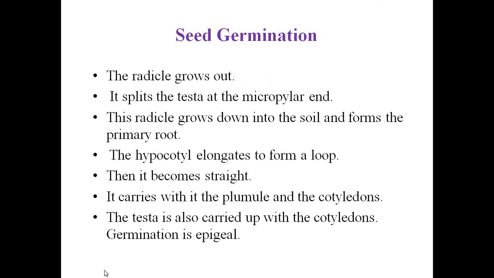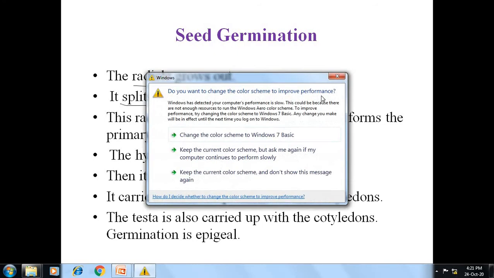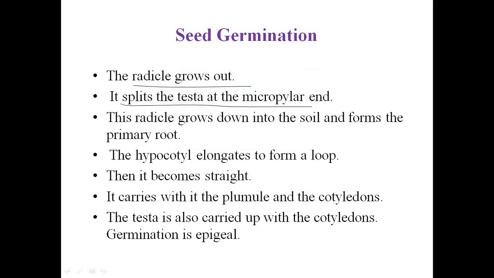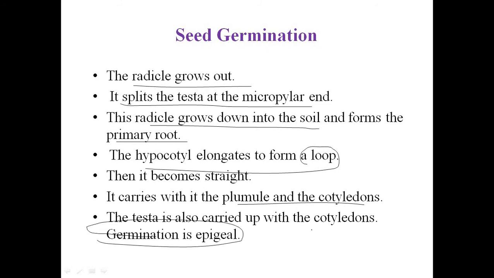Afterwards the seed germinates. The normal mechanism for the seed germination of a Pinus is that the radicle grows out and splits the testa at the micropylar end, and the radicle goes down into the soil and forms the primary root. The hypocotyl forms a loop and becomes straight, and it carries the plumule and the cotyledons. The germination is epigeal. Epi means above the ground.